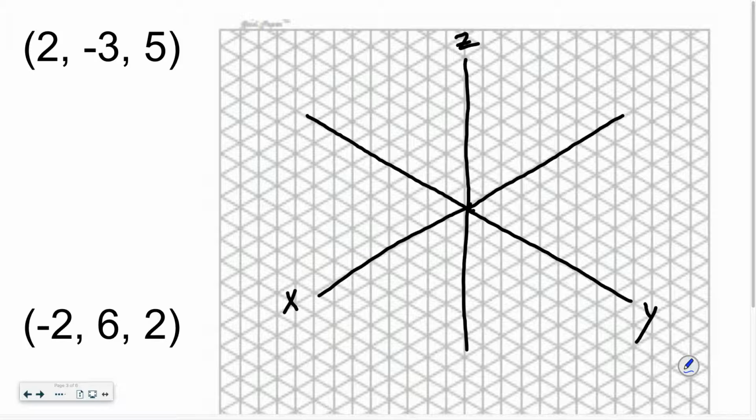What I want you to do is create a parallelogram out of the x, y coordinate and then breadcrumb trail up or down for z. Here is 2 in the positive x direction and 1, 2, 3 in the negative y direction. So I'm going to create a parallelogram of breadcrumbs, if you will. And then from 2, negative 3, I'm going to move up 5.